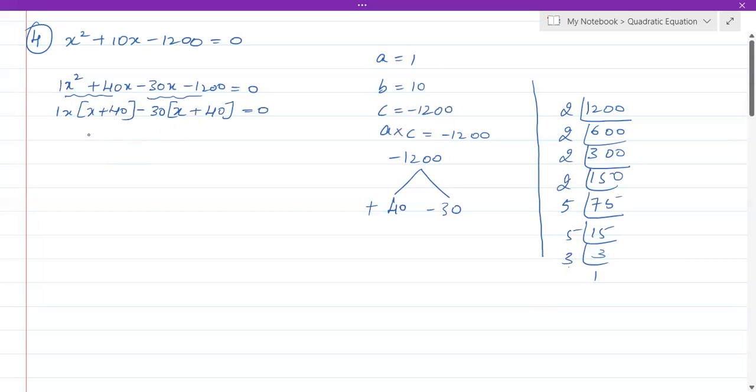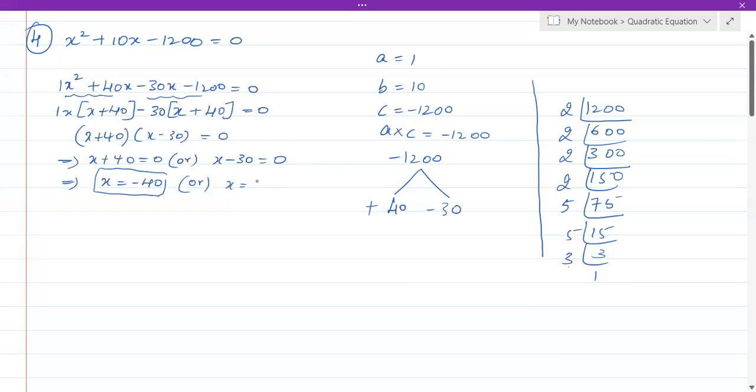We have discussed the same thing in the previous video. Again, taking common, x plus 40 is common. The left out thing is x minus 30 equal to 0. So product of two things is 0 implies any one must be 0. That is x plus 40 should be 0 or x minus 30 should be 0, which implies x should be minus 40 or x should be plus 30. So this is how we find the factors.